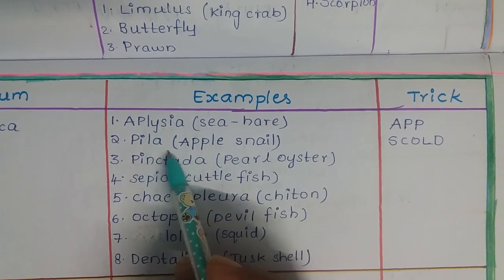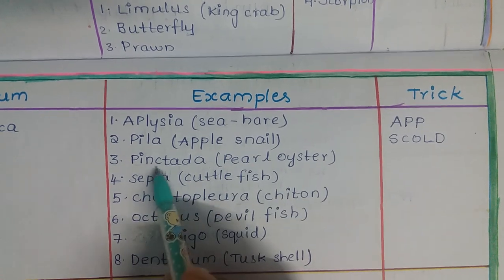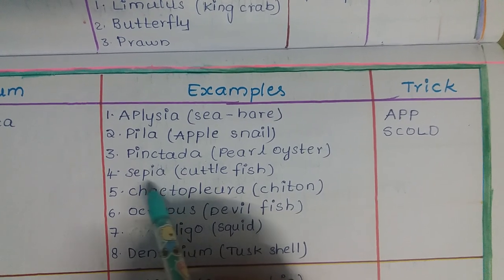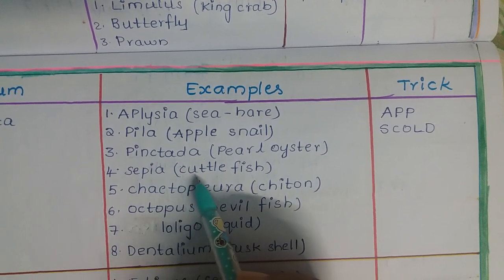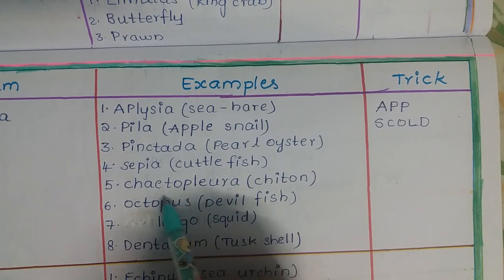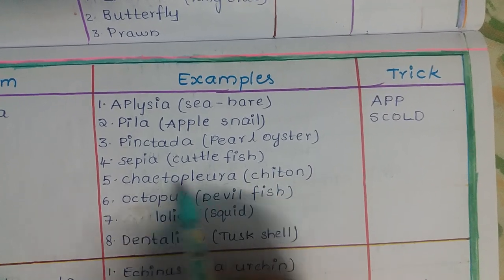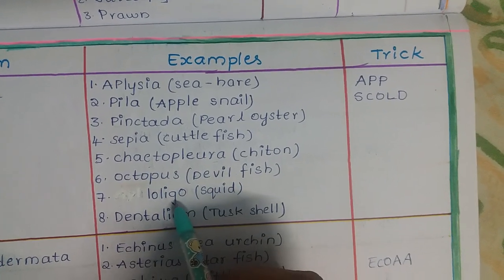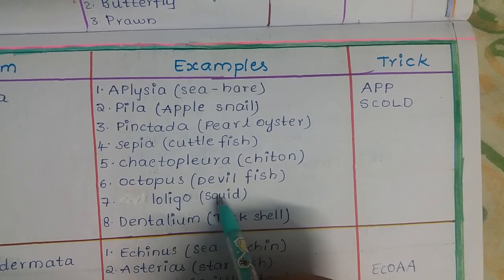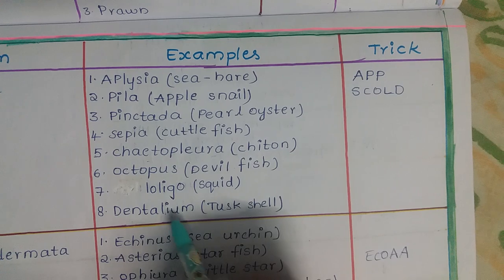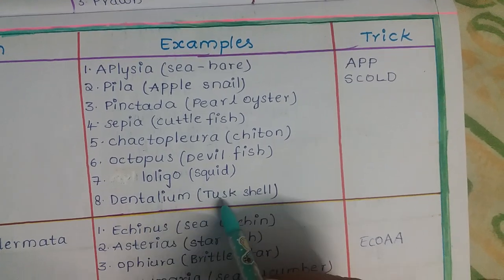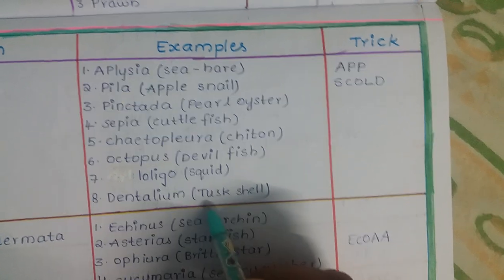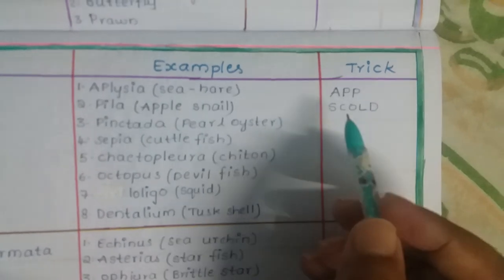Aplysia, see here. Pila globosa, apple snail. Pinctada, pearl oyster. Sepia, there is one girl called Sepia, she is playing, cuttlefish. Chaetopleura, chiton. Octopus, devilfish. Loligo, squid. Dentalium, tusk shell. Elephant has tusk; Dentalium has a tooth, dental. Tusk shell.